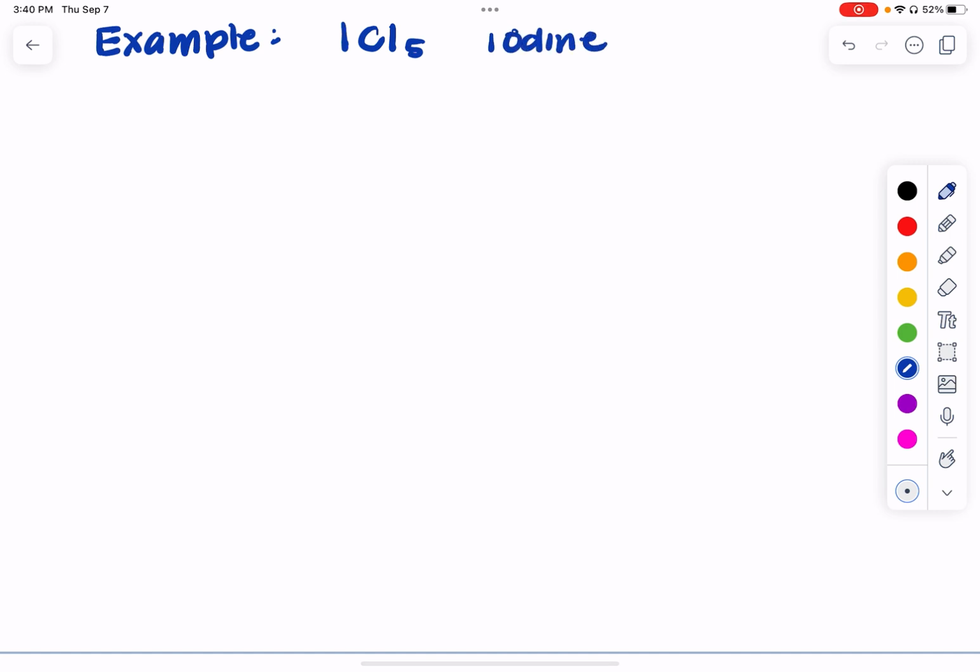And the last example I'm going to do is ICl5, and this is iodine pentachloride. I'm sorry, pentachloride, not fluoride. Iodine is the central atom. It is the first one. I'm going to go ahead and put this in the middle.